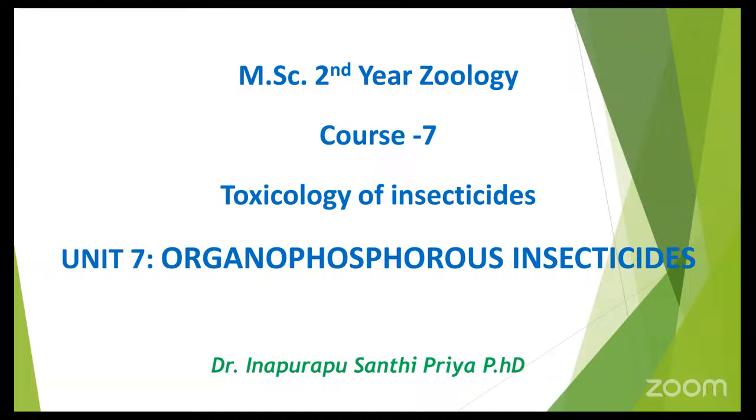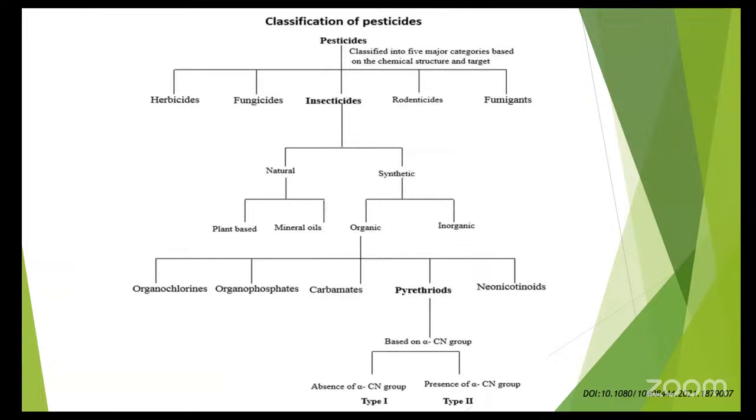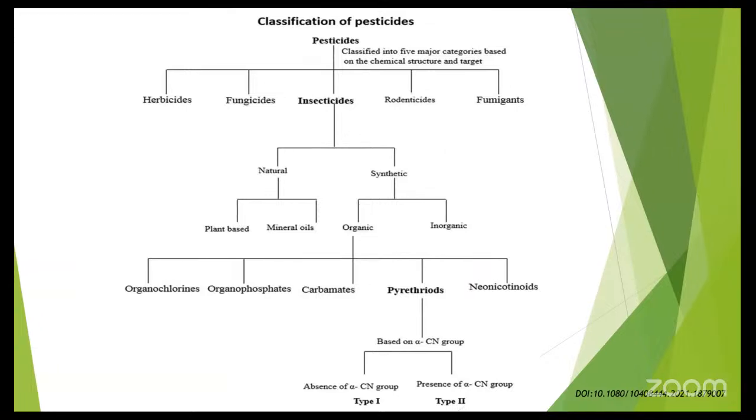So in unit 7, we have organophosphorus insecticides. Coming to the classification of pesticides, pesticides are classified into 5 major categories based on their chemical structure and target: herbicides, fungicides, insecticides, rodenticides, and fumigants. And we are dealing with insecticides, in which natural and synthetic ones are present, where natural ones are made up of plant-based ones and mineral oils, whereas synthetic ones are organic or inorganic.